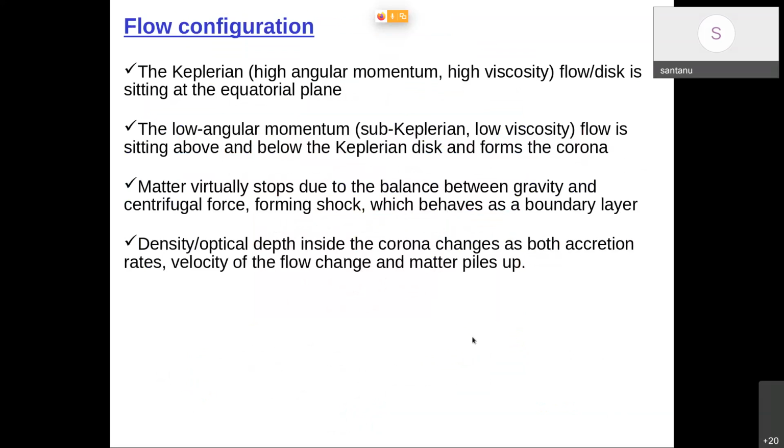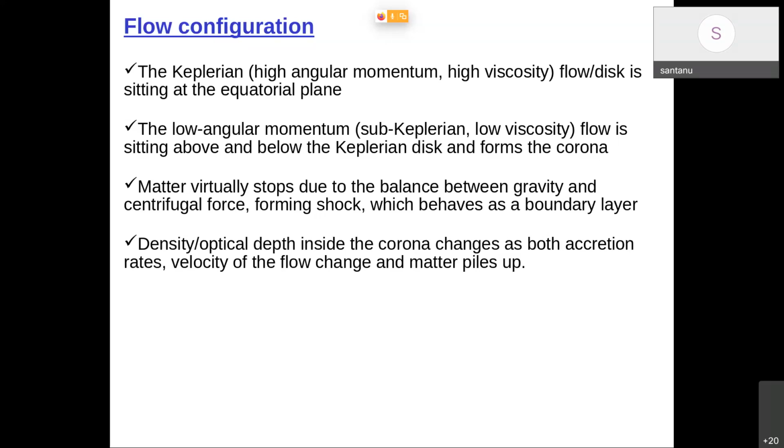So how does our flow look like? The Keplerian disk is sitting at the equatorial plane. It has high angular momentum, high viscosity. Low angular momentum or sub-Keplerian flow is sitting above and below the Keplerian disk. Matter virtually stops due to balance between two forces and forms a shock, and this shock is basically the boundary layer of the corona or the Compton cloud, which upscatters the soft photons. The density and optical depth inside the corona change as both accretion rate and velocity of the flow change, and matter piles up in the post-shock region.